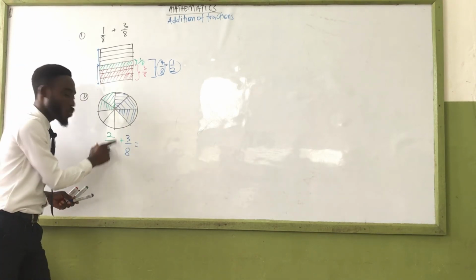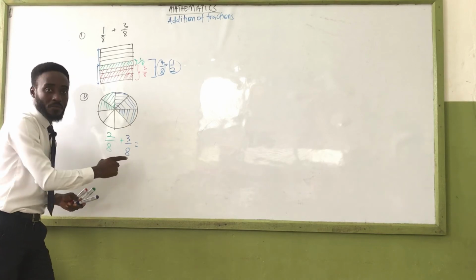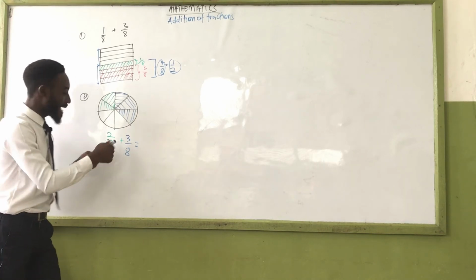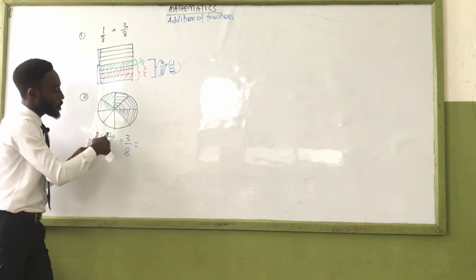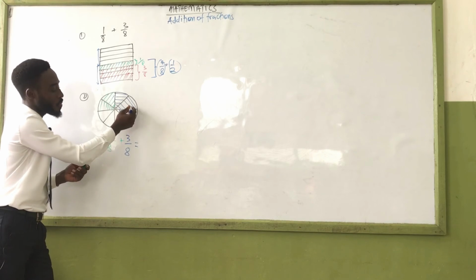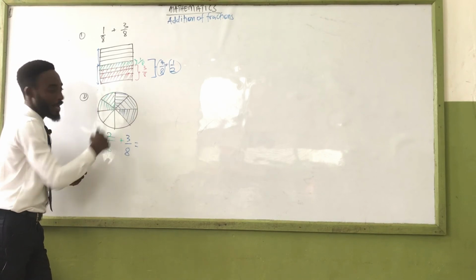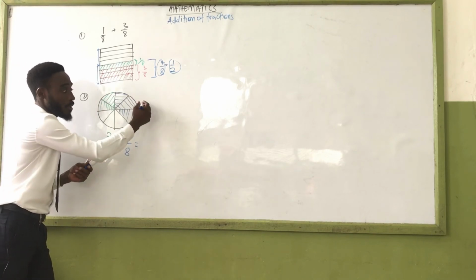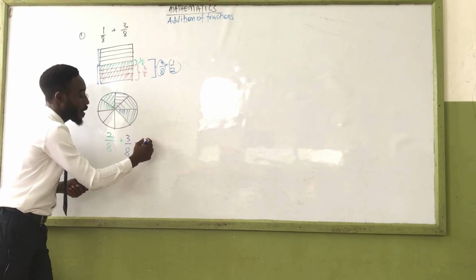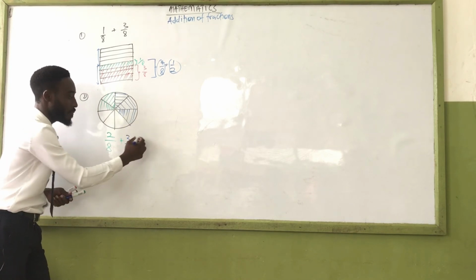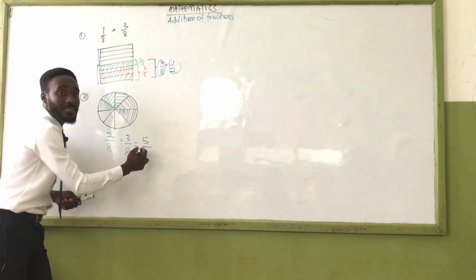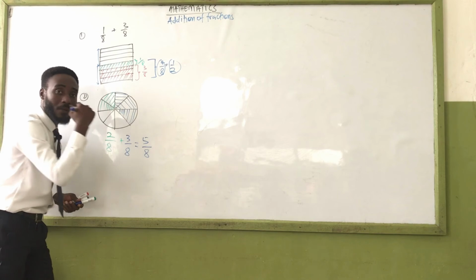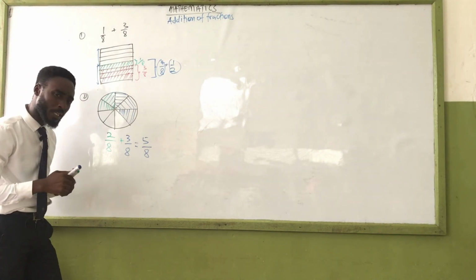So that would be 2 out of 8 plus 3 out of 8. Is that okay? So let's add everything. We'd have, let's go 1, 2, 3, 4, 5, which is 5 out of 8. All right, so the fraction of vegetation and water bodies will be what? 5 out of 8. Are we following?